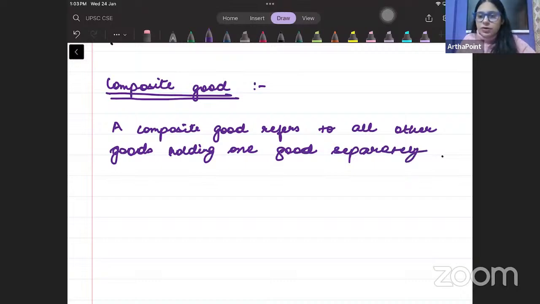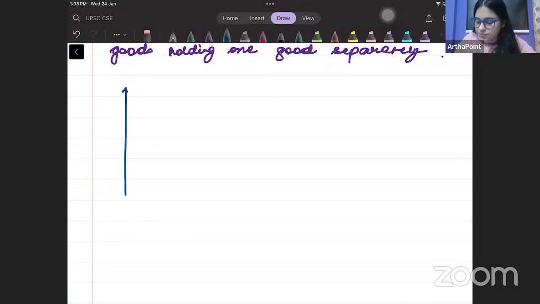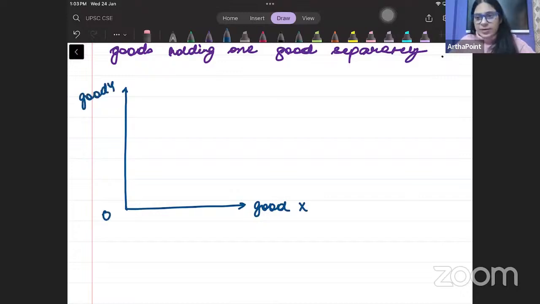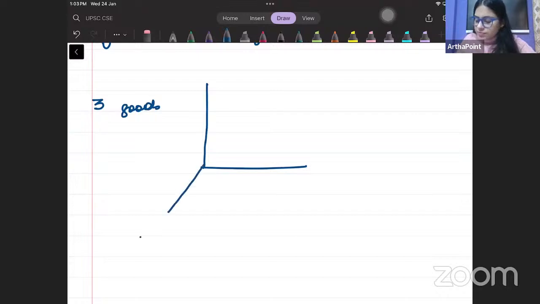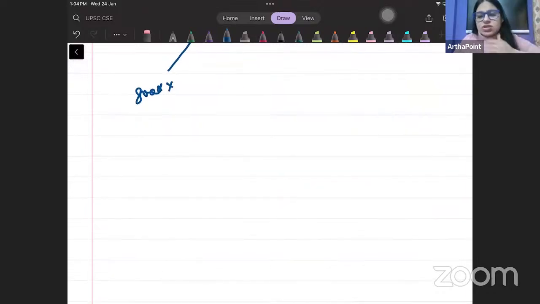So what we used to do until now is say this is good X and this is good Y. We took two goods, good X and good Y, in a 2-dimension space, because I have an X axis and a Y axis. Now, suppose I want to show 3 goods. How can we show that? A 3D diagram will be made: good X, good Y, good Z. That is 3 dimensions. But what if I want to show n goods? Will I make n dimensions? It will be very difficult.